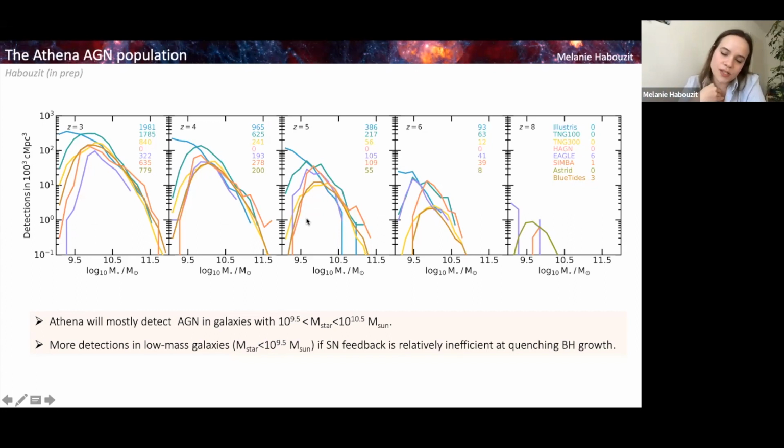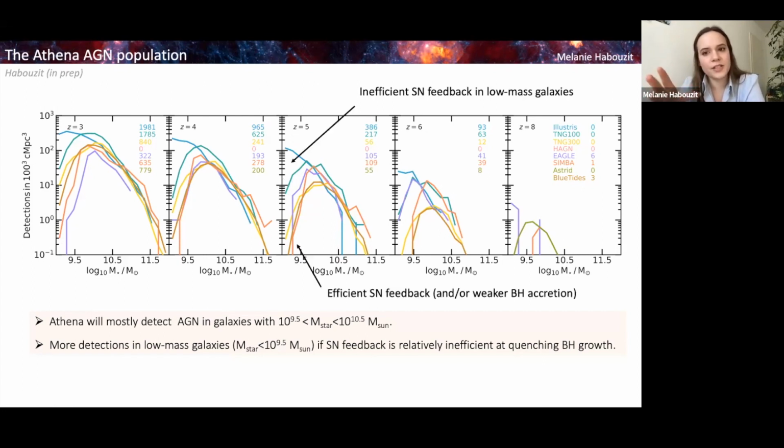What is interesting to see as well is the low mass galaxy regime, basically what is below this 9.5 here. You see that some simulations really have a large number of detections in those galaxies. This is the case for the Illustris simulation, but also to some extent for the TNG100 simulation. This is because if there is an inefficient supernova feedback modeling in the simulation, the supernova feedback is not able to quench the black holes or to regulate the accretion in those low mass galaxies, so that you will power more AGN.